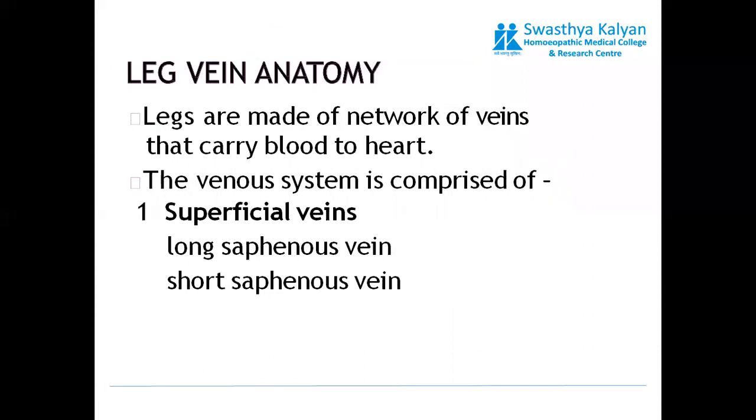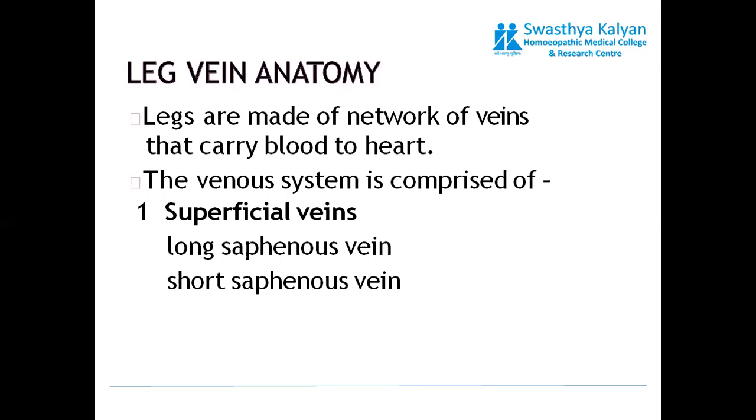But before we look into the pathogenesis of varicose vein, the first thing we need to understand is the normal anatomy of veins located in the lower limbs. So the legs are made up of a network of veins that carry blood to the heart. And let me remind you here that this transportation of blood in the veins is anti-gravity.